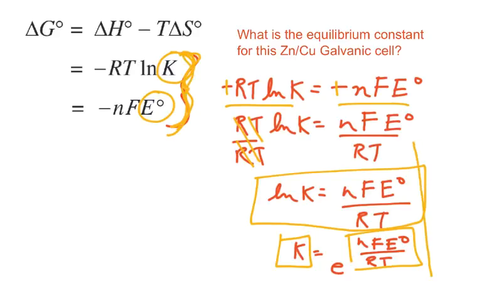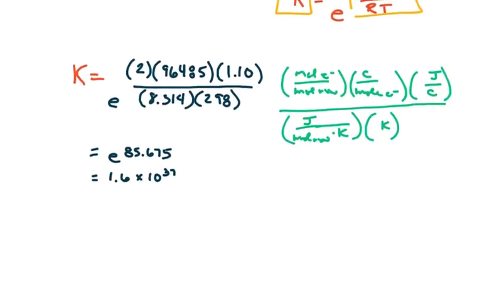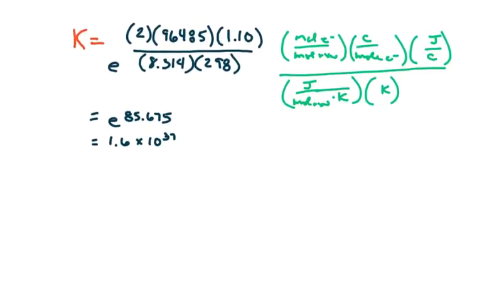Now we want to go back and ask what's really going on with our copper zinc cell. So I'm going to substitute in our values. N is the number of moles of electrons, that's 2. F is a constant given on there, 96,485 coulombs per mole of electrons. The voltage of our cell was 1.10 volts, and a volt is a joule per coulomb. On the bottom we have R, which is a special R, 8.314 joules per mole Kelvin, and the temperature is 298 Kelvin.